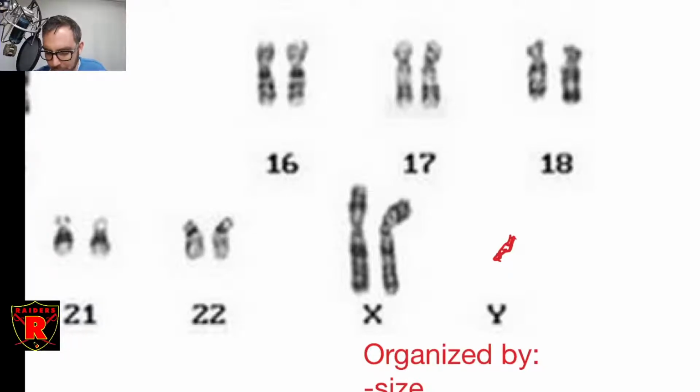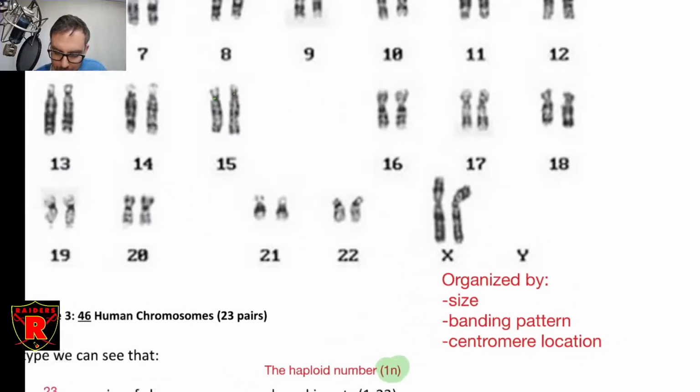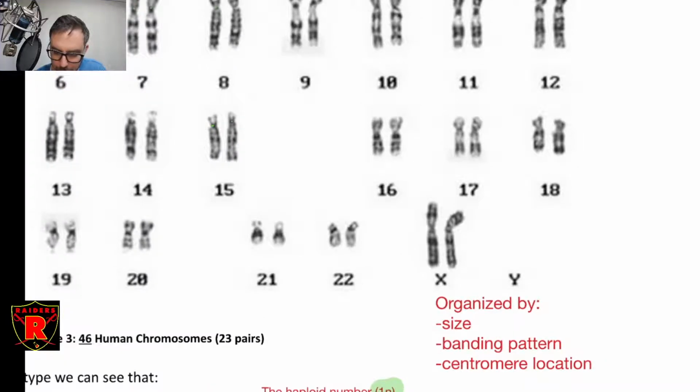That's the Y chromosome. And if you're female, like this individual here from this photo, you're going to have 2 X's. So this is the sex determining chromosomes. And they've been organized again here first by size. So they arrange them from largest to smallest.